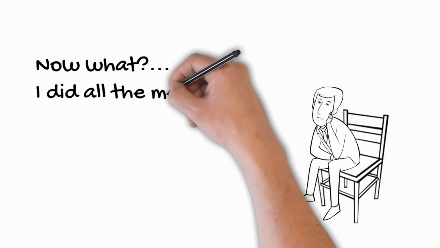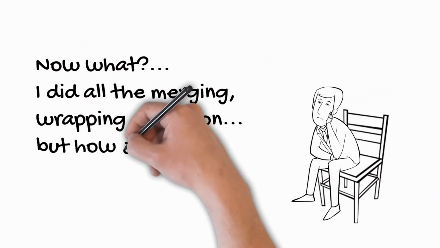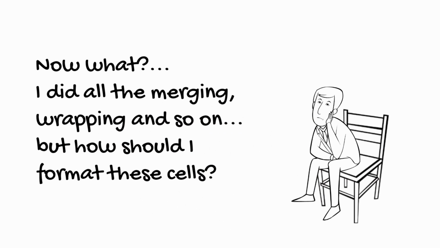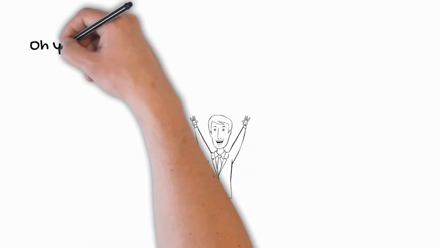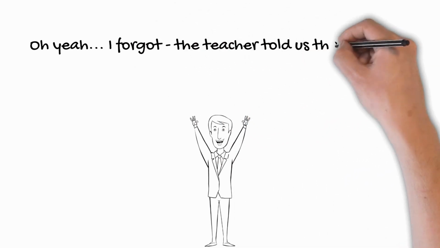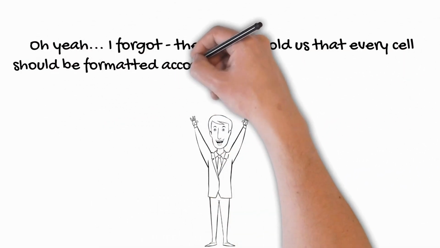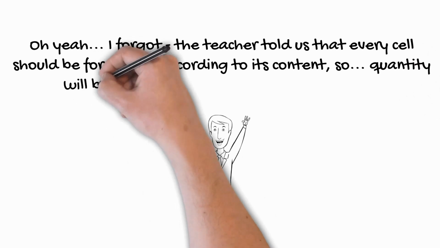Now this is Joe. Joe has done the filling and stuff, but what he has to do next is format the cells. Oh yeah, he remembered that there are formats like number, currency, date, time and so on.